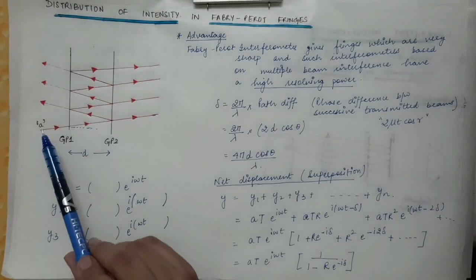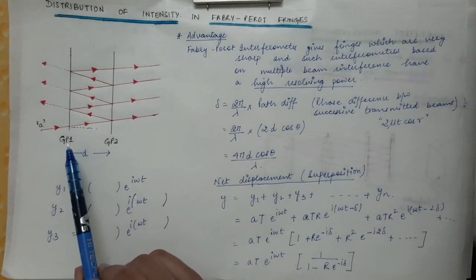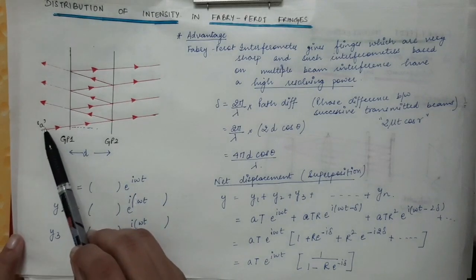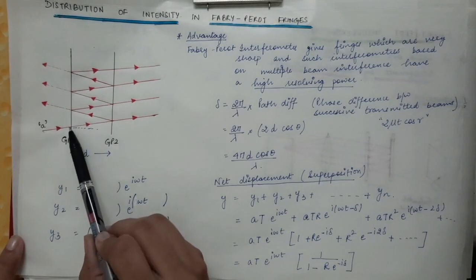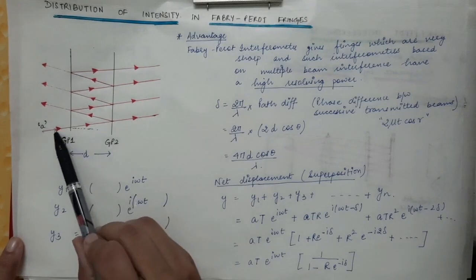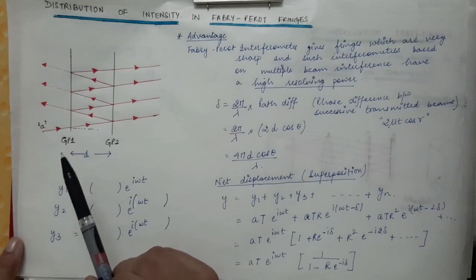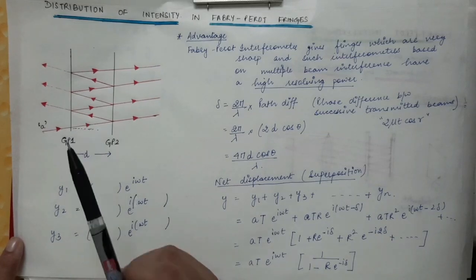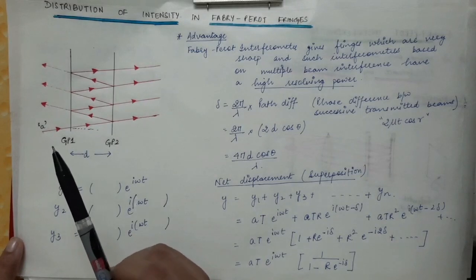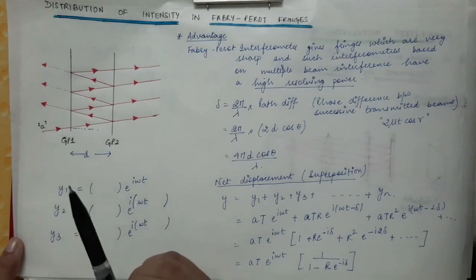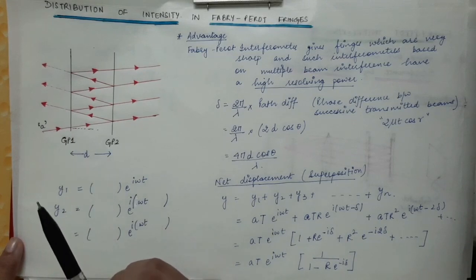The ray which is incident on the first metallic film or the first glass plate, let's say its amplitude is small a. When it gets transmitted from this metallic film, the amplitude will decrease. Obviously, at every reflection and transmission the amplitude reduces, and it reduces by the coefficient of reflection and transmission.